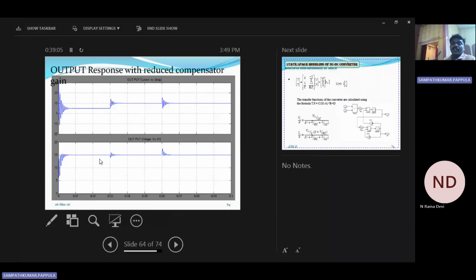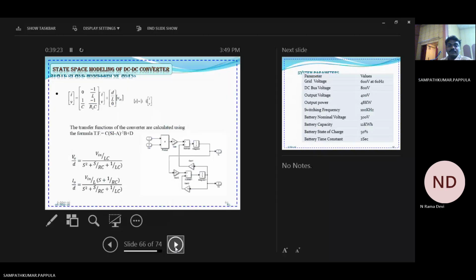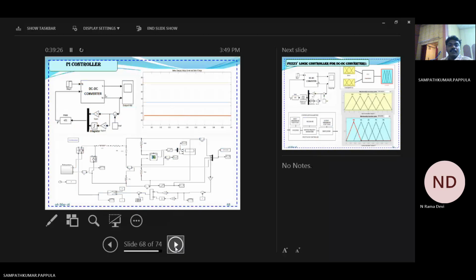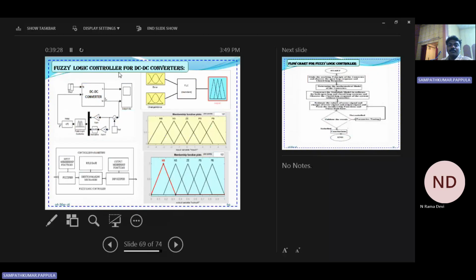So finally 15 volts is required, and we are getting the 15 volts output. After designing the proper controller, even though they are giving the disturbance at 0.03 and 0.06, we are getting the desired outputs from the response. Okay, so this is about the PI controller.